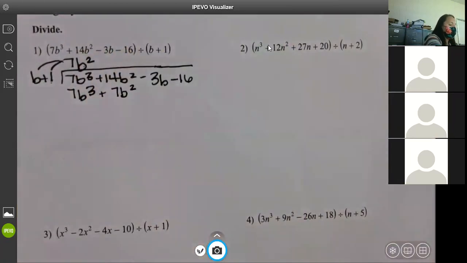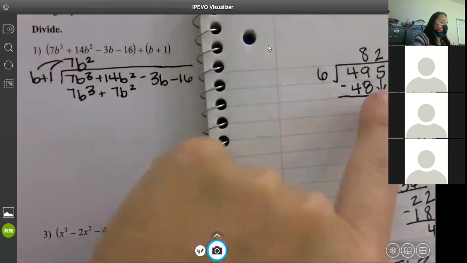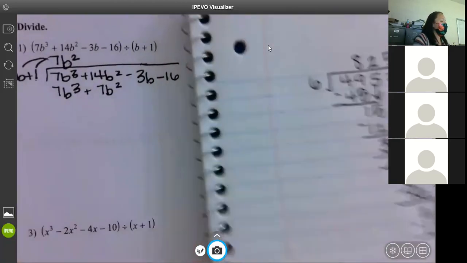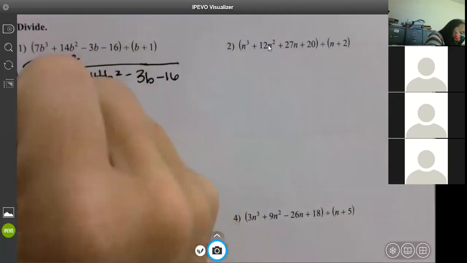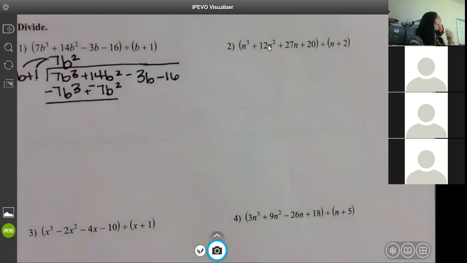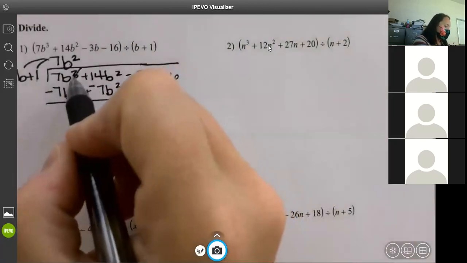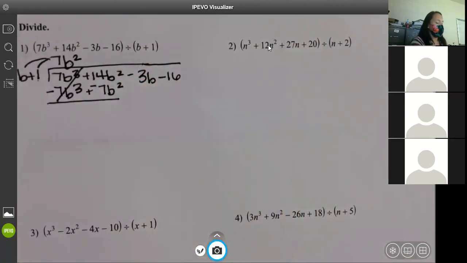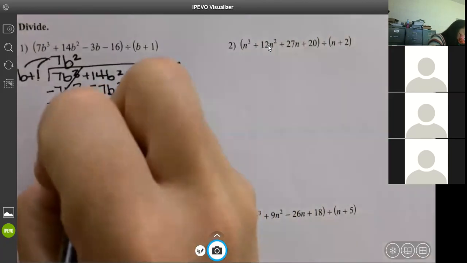Okay, let's go back to this. We got 48. What did we do after we got 48? We subtracted. So we're going to change the signs. Change the signs. It's subtraction. We do that so the 7b cubed will cancel out. What is 14 minus 7? 7.